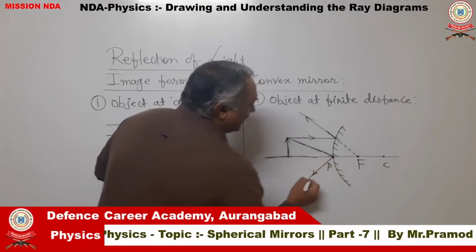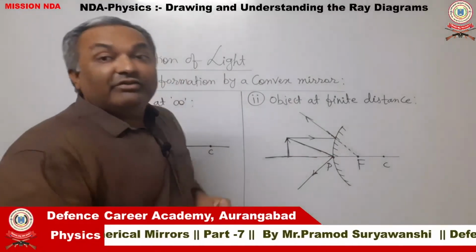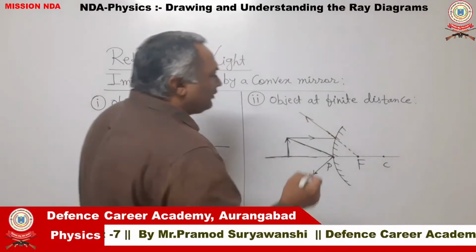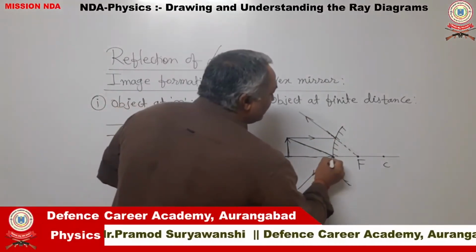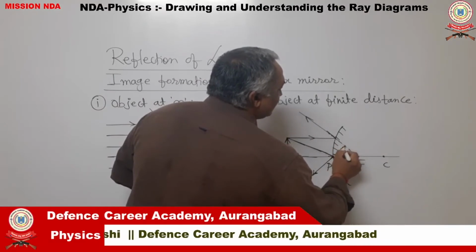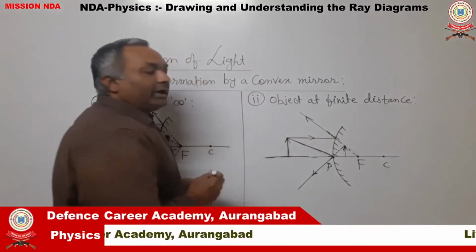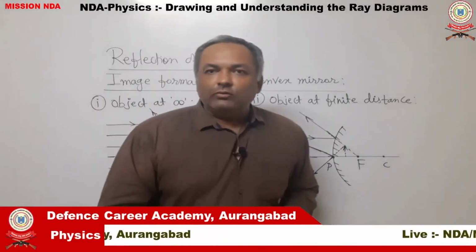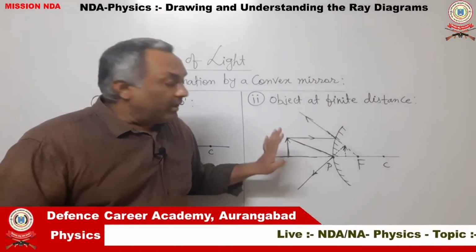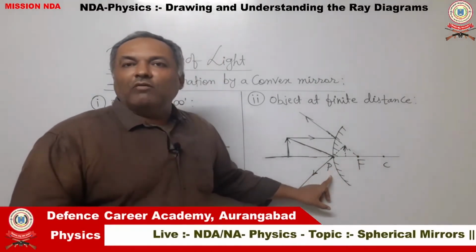So again, look at the two reflected rays. Both of them are diverging. Obviously, a virtual image will be formed. So produce both of them backward in the form of dotted lines. Wherever they intersect, you get a virtual image. So, for an object at finite distance, the image is between the focus and pole of the mirror.